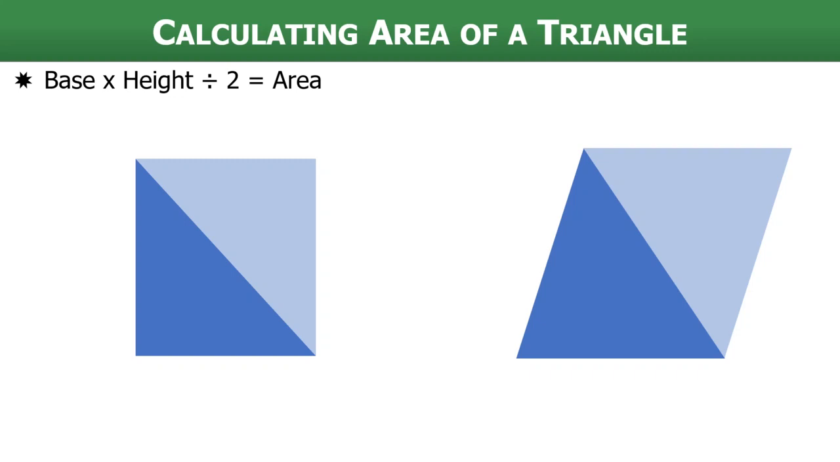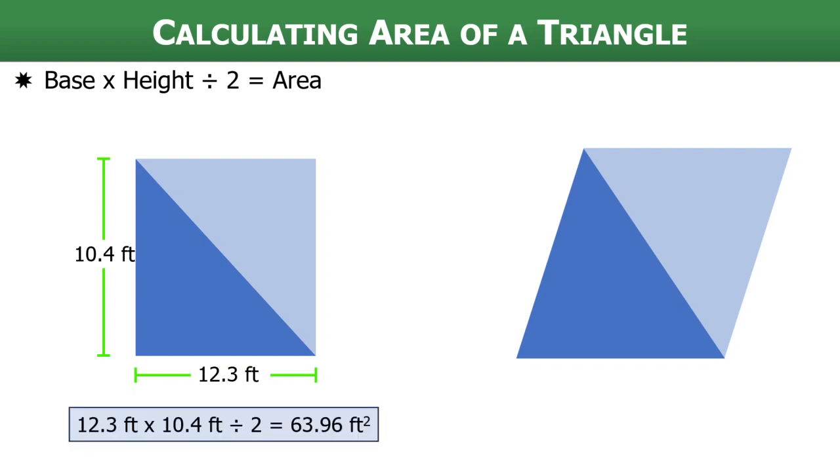With this triangle on the right that is not a right angle triangle, if you duplicate it and spin it 180 degrees, you will get a parallelogram. So we can take the base times the height, divide it by 2, and we will get the area of the triangle. If we take the right angle triangle, the base is 12.3 feet, the height is 10.4 feet. We multiply those two and then divide by 2, and we get the area of the triangle, 63.96 square feet.